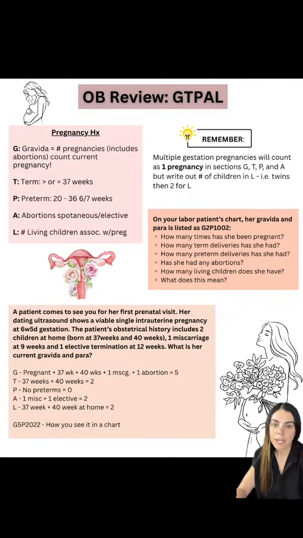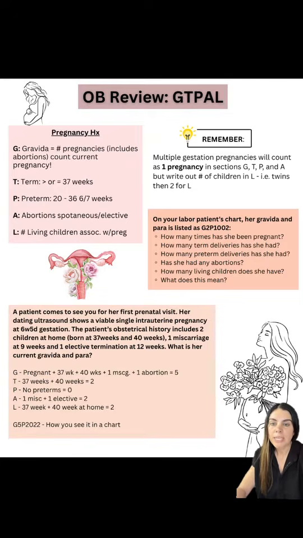The G is gravida. That means how many pregnancies, including any abortions, as well as her current pregnancy. Many students forget to add the current pregnancy. T is the term. So that means 37 weeks or above counts for a term pregnancy.